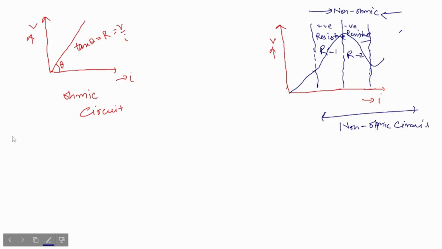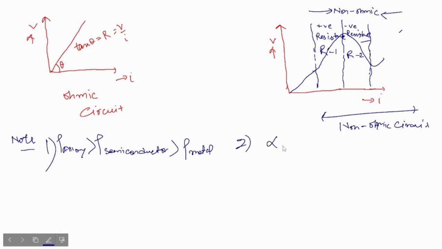Write one note here: that rho, the specific resistance, for alloy will be greater than semiconductor, greater than metal. And one more note is that alpha of alloy will be less than alpha of metal. Right.